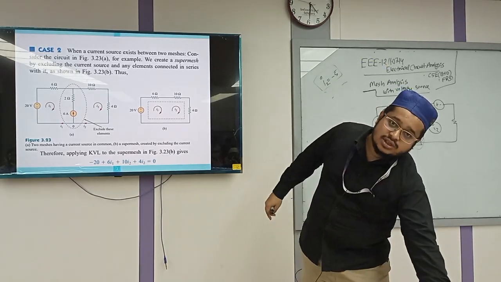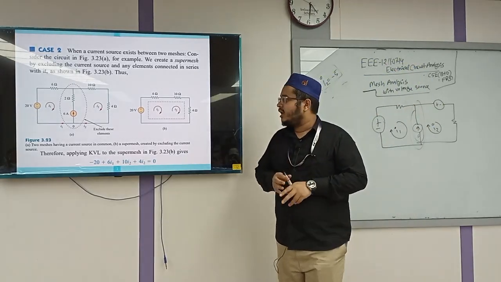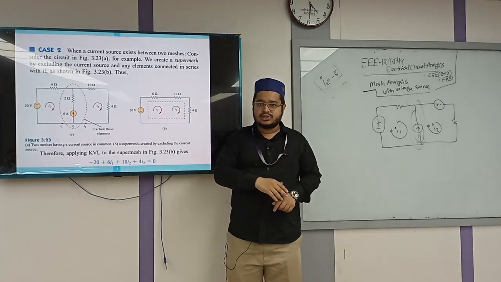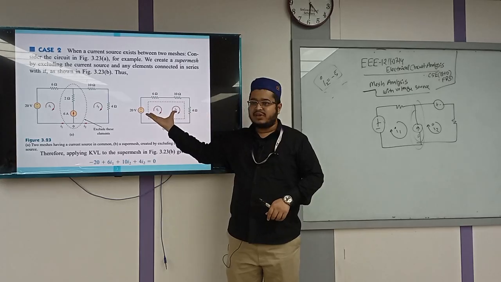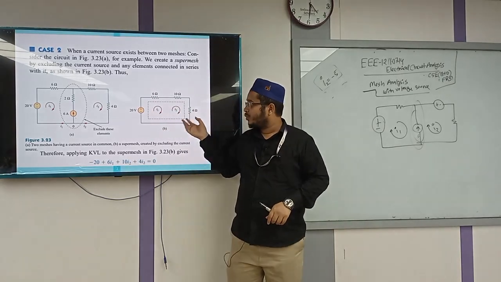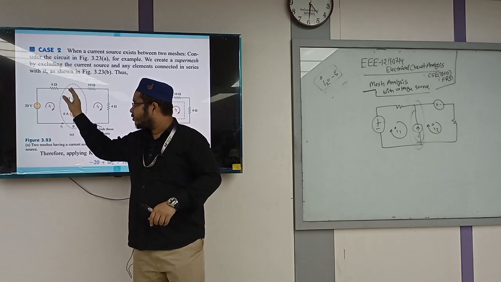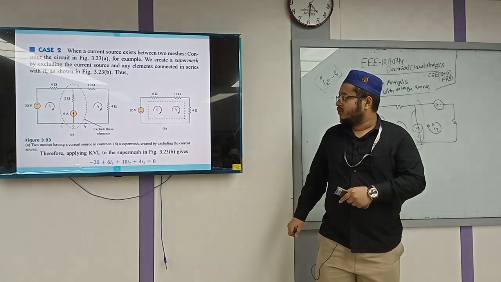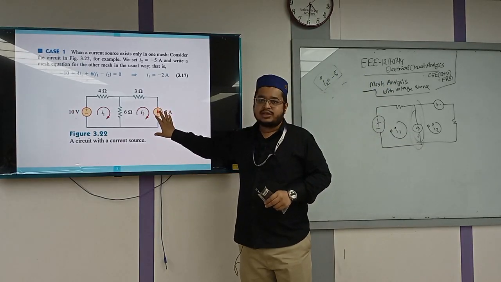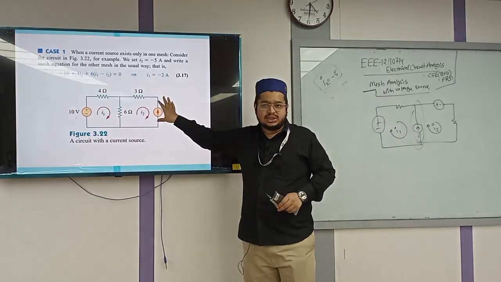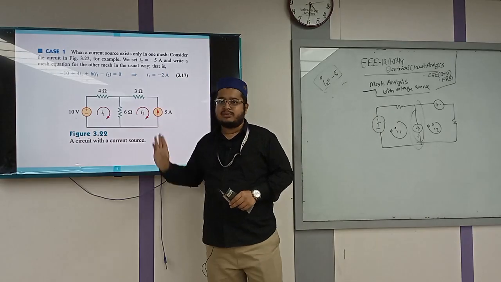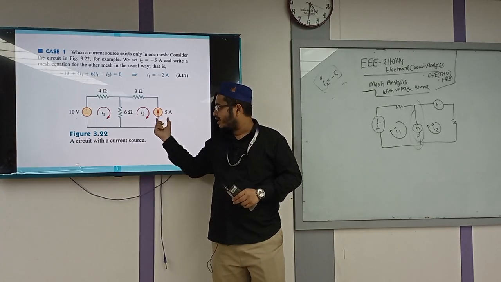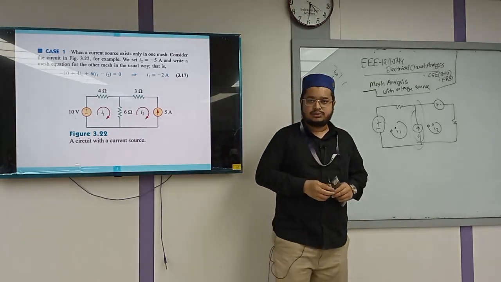So if a super mesh appears, or if a current source is found between two meshes, we will have to do the math like this. First, remove this branch, then apply KVL to the whole two meshes, then apply KCL to the super mesh line. Okay. And in the first scenario, if you see only one current source is connected with only one mesh, the current source value will be the mesh's value, and the sign plus or minus will be based on the current direction and the loop's current direction.